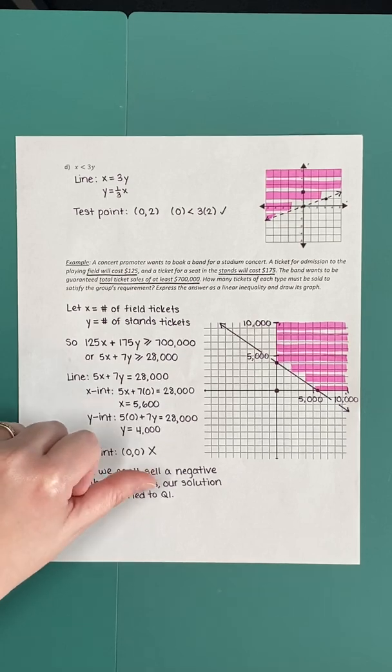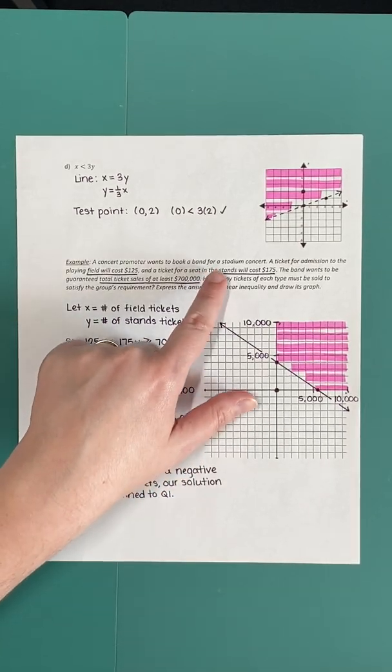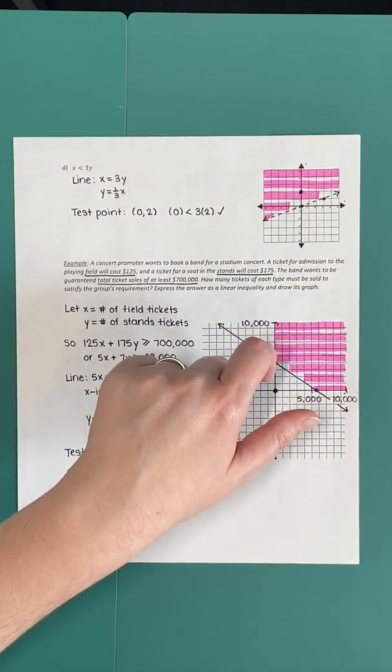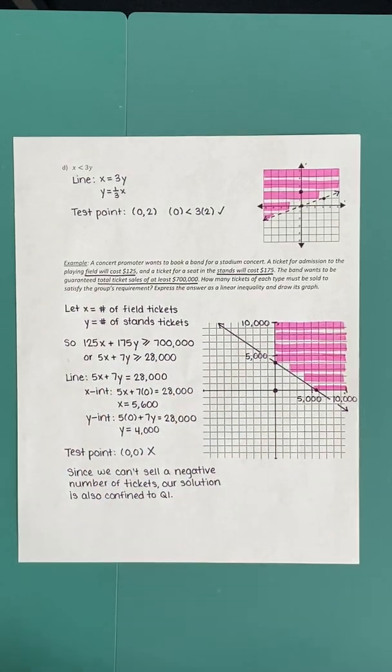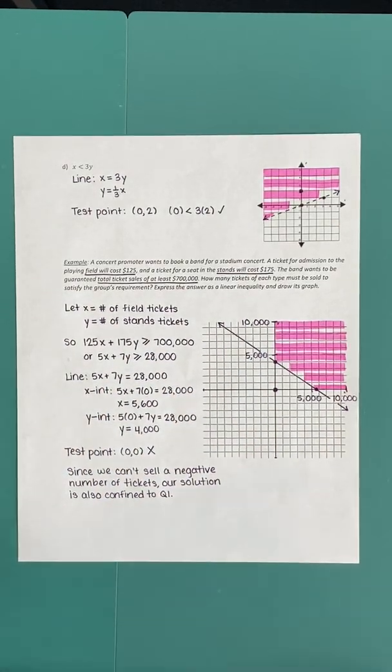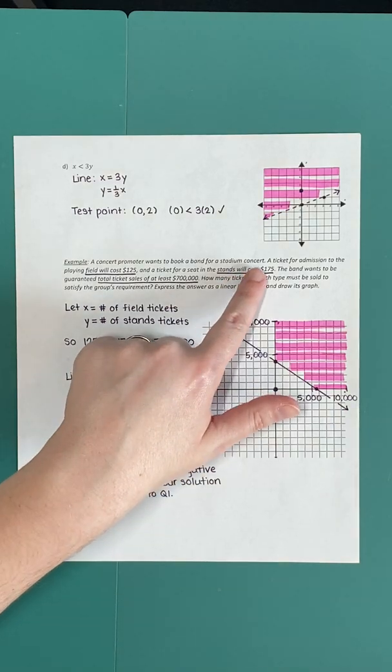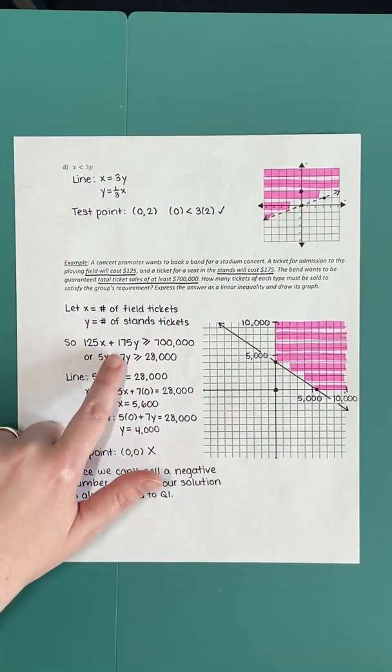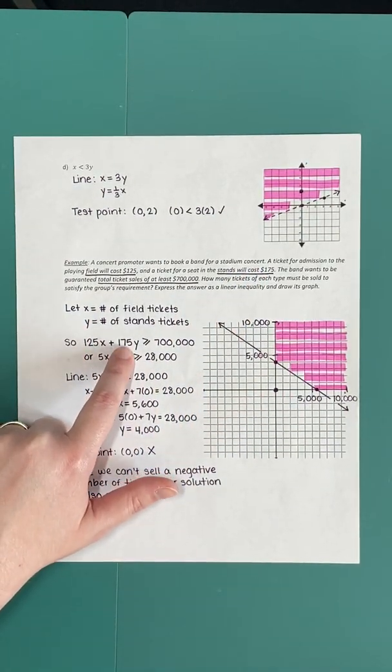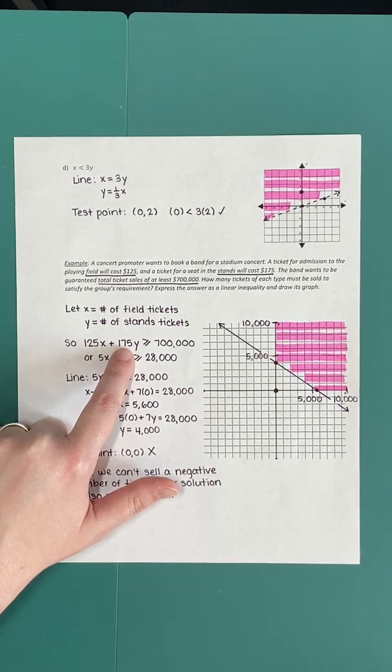Okay, now same thing for tickets in the stands. If we sell one, we make $175. If we sell two, we make double that. If we sell three, we make triple that. So if we multiply the price by the number of tickets we sell for the stands, that's going to be that portion of the total amount of sales.